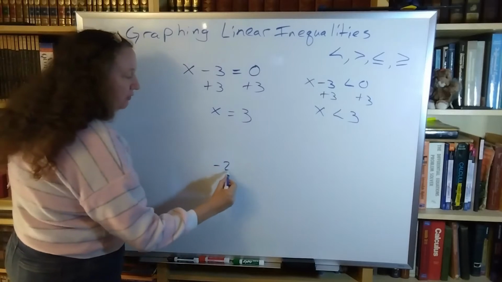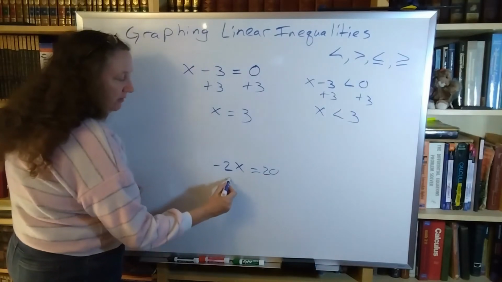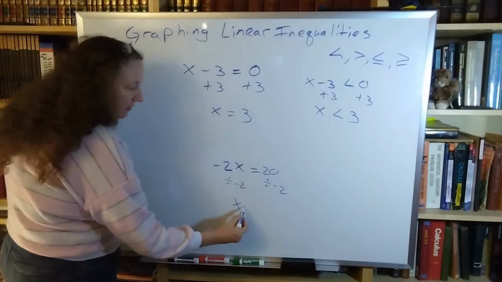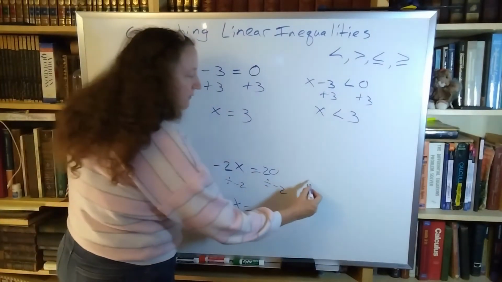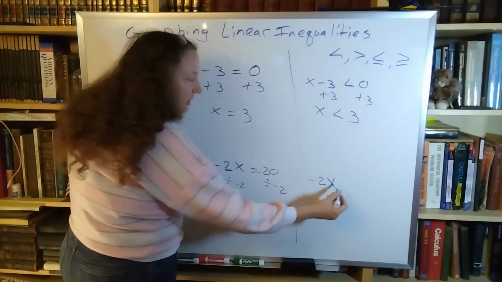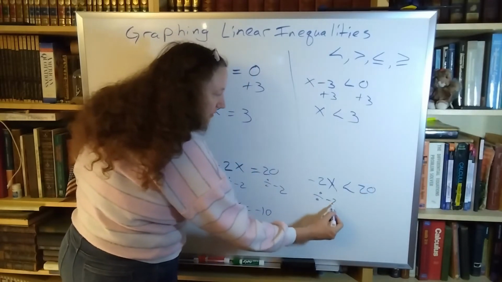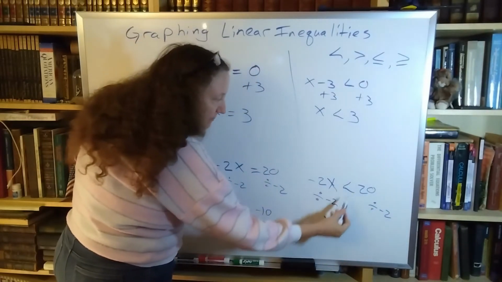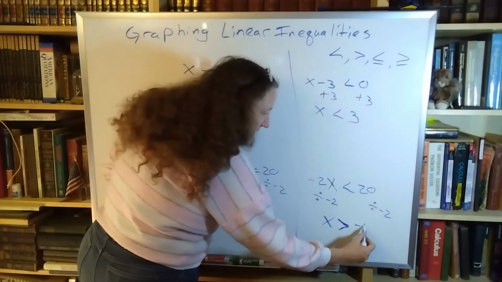So if we have negative 2x equals 20, we would divide the negative 2 out, and we would have x equals negative 10. But over here, if we have negative 2x, this is a different set of problems, so negative 2x is less than 20. You divide the negative 2 out, and you get x. You flip that sign, is greater than negative 10.